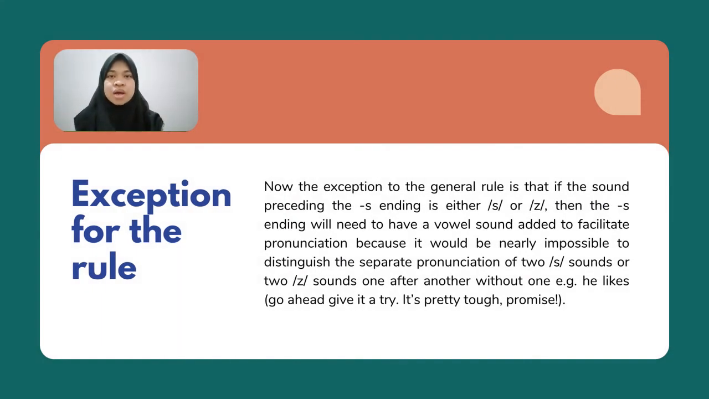Exceptions to the rule. The exception to the general rule is that if the sound preceding the S ending is either S or Z, then the S ending will need to have a vowel sound added to facilitate pronunciation, because it would be nearly impossible to distinguish the separate pronunciations of two S sounds or two Z sounds, one after another, without one. For example, he likes.